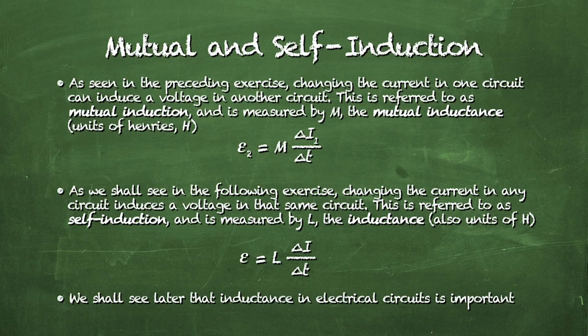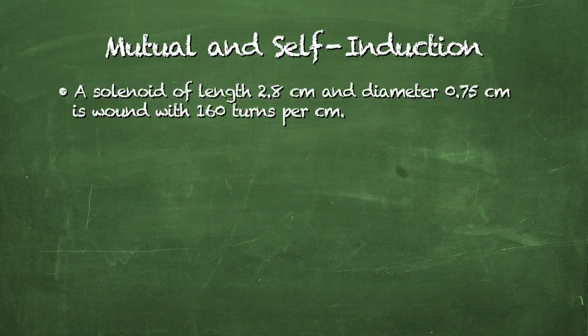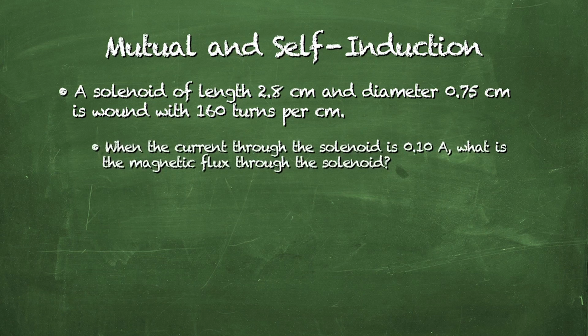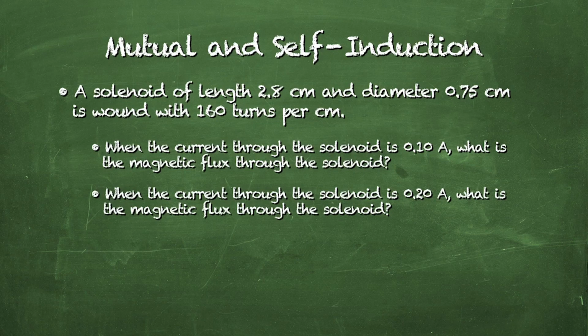Now let's work an example in which we use that equation, E is equal to L delta I over delta T. A solenoid of length 2.8 centimeters and diameter 0.75 centimeters is wound with 160 turns per centimeter. The questions are, when the current through the solenoid is 0.1 amperes, what is the magnetic flux through the solenoid? When the current through the solenoid is 0.2 amperes, what is the magnetic flux through the solenoid?